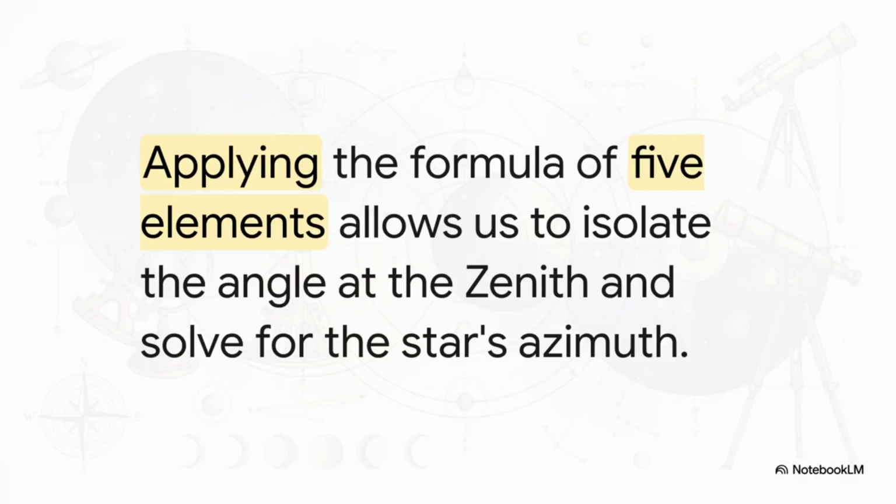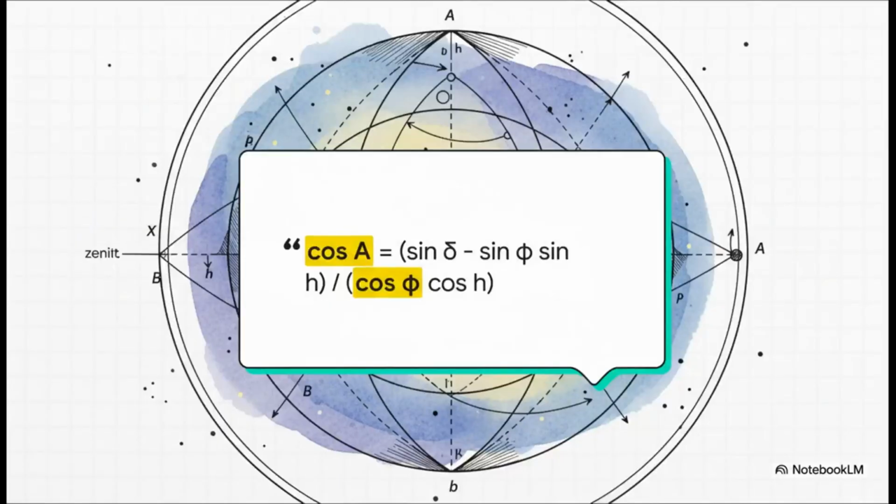For this, we'll use a different but equally powerful tool from spherical trigonometry, sometimes called the formula of 5 elements or the cotangent rule. This lets us solve for one of the triangle's angles, and the one we're interested in is the angle at the zenith, because that's where the azimuth is hiding. This manipulation gives us the formula for the azimuth.